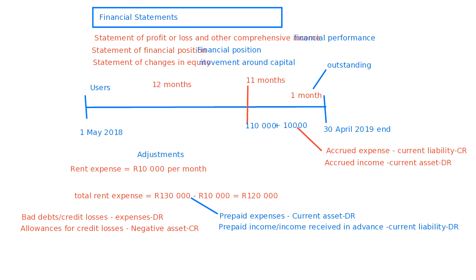Negative asset will be the allowances for credit losses. This one can either be expense or income. It will be called an expense if you have to increase the allowances. But if you have to decrease the allowances, it's favorable to the business, and it will become an income.